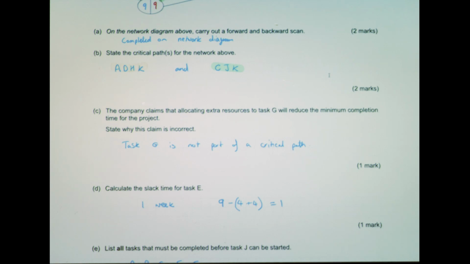Yeah, but in this circumstance, another possible solution would be that there was slack time already associated with that task, so that was an alternative that people could give.